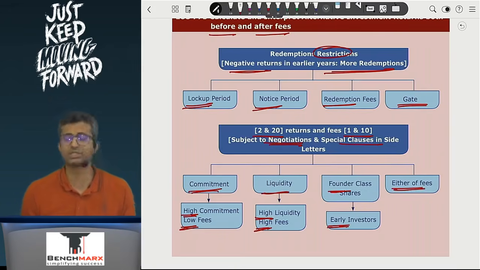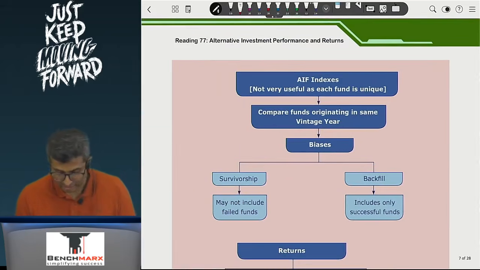Or sometimes there is an either-or fee. Like you can agree to a 1% management fee or a 30% incentive fee, whichever of the two, not both of them. So it depends. There's a lot of negotiation which goes into this.